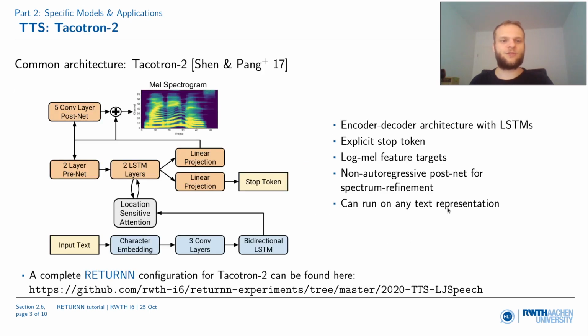The architecture we chose to present here is Tacotron 2, as this was the most straightforward one to implement. Tacotron 2 is based on a simple encoder-decoder architecture with LSTMs, and the difference to the previously presented architectures in MT and ASR is that here we have a regression task. So we have log-mel feature outputs, and we need an explicit stop token to mark the sequence end. Also here we have a convolutional postnet, which applies a non-autoregressive filtering on the predicted spectrograms from the decoder.